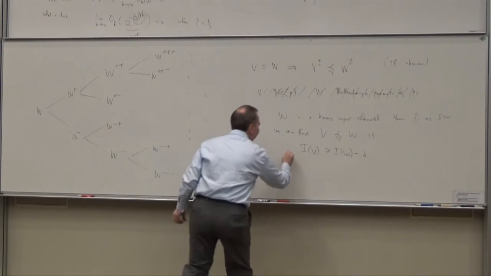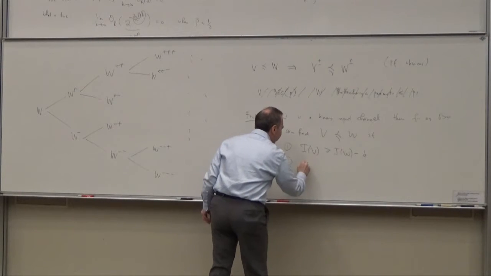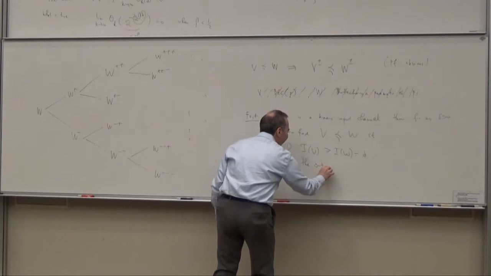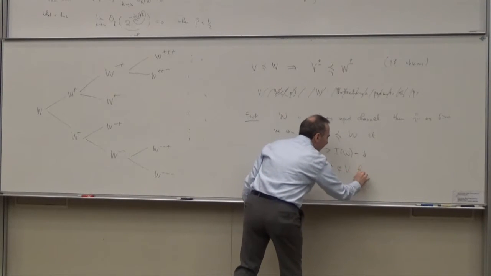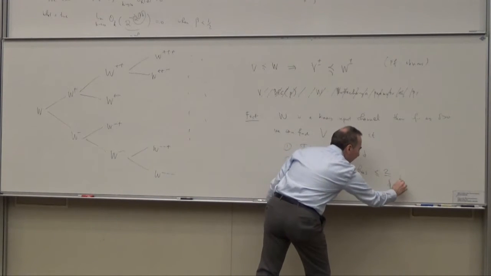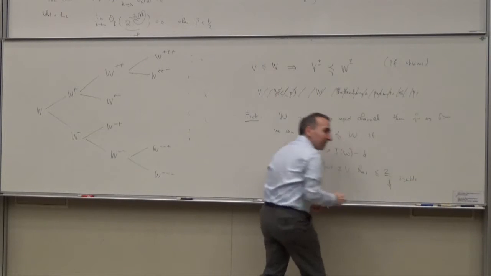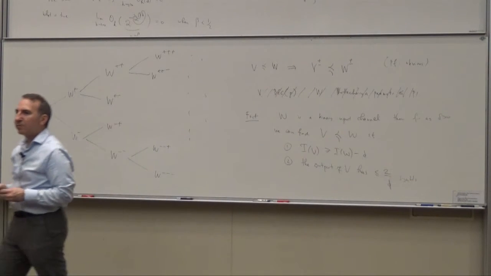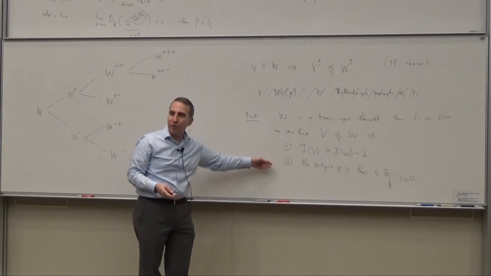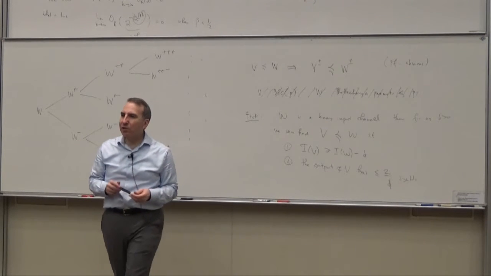And the output cardinality is at most 2 over delta. Okay. So I can process the output of W to create a new channel whose output alphabet is not very big. Okay. And I haven't lost too much mutual information. Okay. This is not difficult to prove.